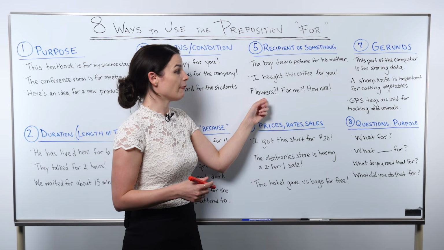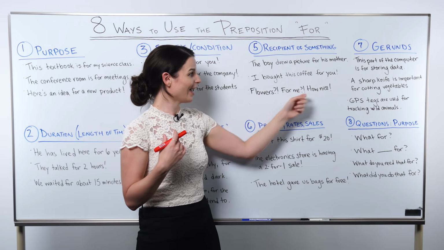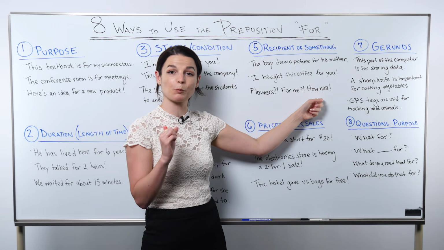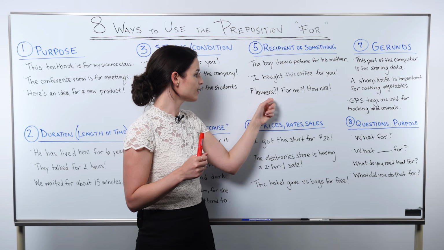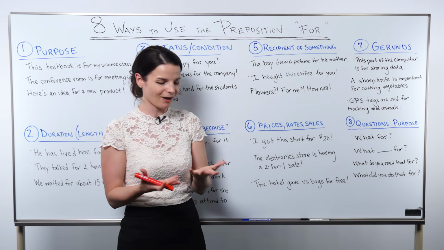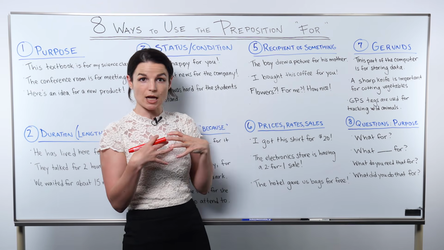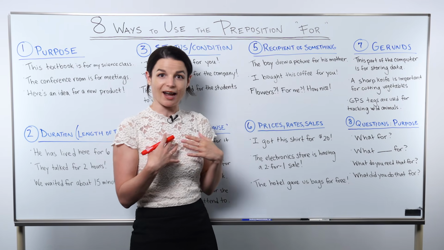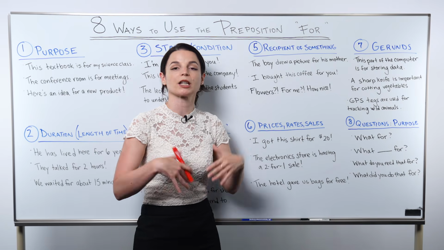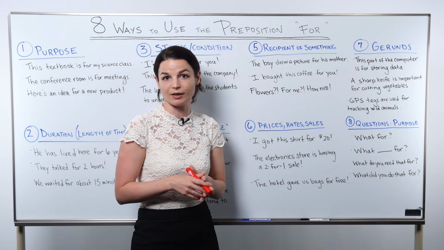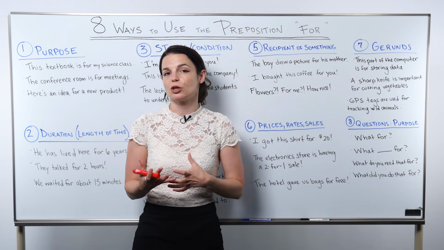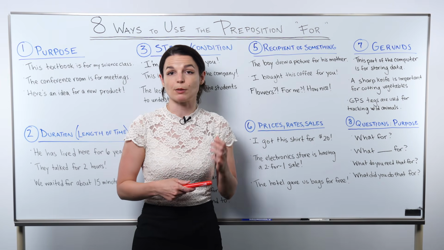One more. Flowers for me? How nice. So we can also do this to talk about ourselves when we receive something. In this case, the person receives some flowers. Flowers for me. So this part right here is expressing, oh my gosh, I'm the recipient of the flowers. We're expressing some surprise here with this. For me, oh my gosh, how nice. So we do use this for to express the recipients of things.